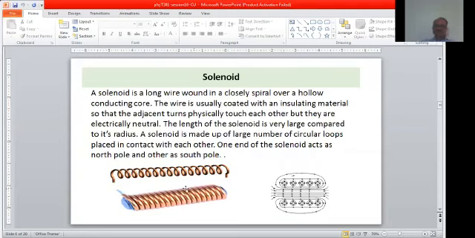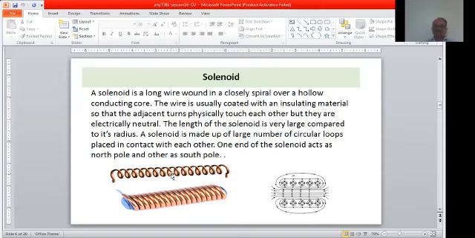I have shown good pictures for this solenoid. Simply, this is a copper coil. When the length of the coil becomes very, very large as compared to its radius, that kind of coil is called a solenoid. So this is called a solenoid.